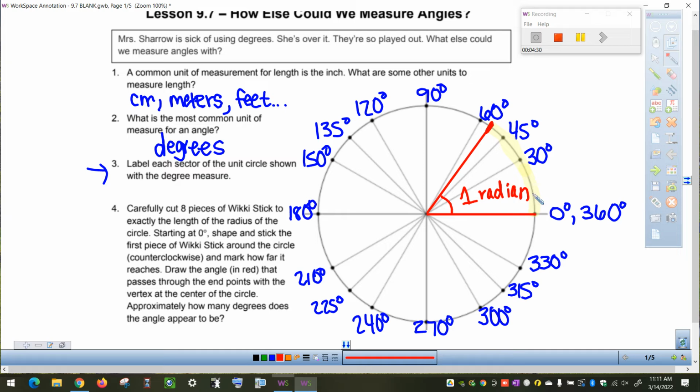Again, we're going to make a little mark. You could even draw another line down to the center, so that would be the measure of the 2 radians. And we're going to keep measuring that distance around to see how many we think we can fit all together.